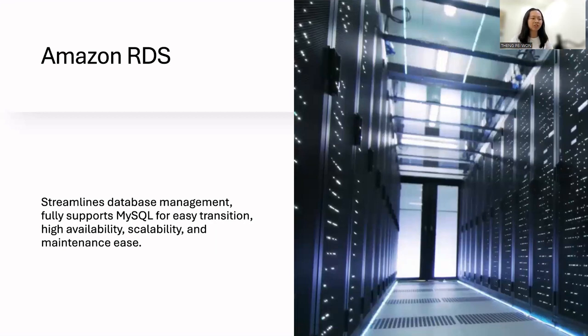The Amazon Relational Database Service, RDS, is a fully managed database service provided by Amazon Web Services, AWS, designed to simplify the setup, operation, and scaling of relational databases in the cloud. Among its supported database engines is MySQL, which is the chosen database for the current iteration of the application. This compatibility ensures a smooth transition and easy migration of the application database to the AWS infrastructure.